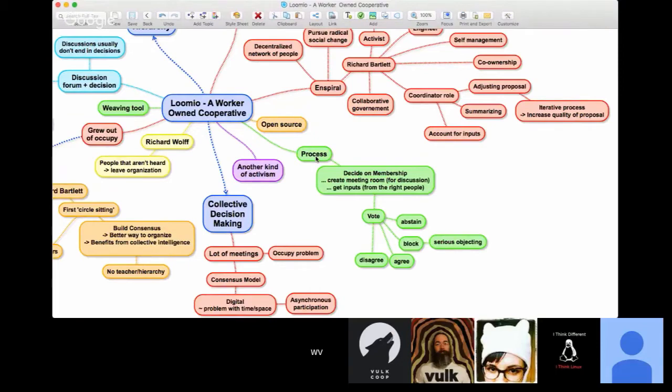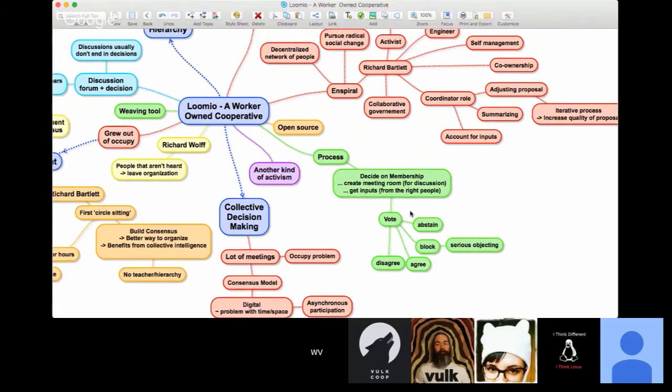You'll have some type of group. The decision-making process is not open to everyone in the world. There's some limit. So it could be a city, it could be some citizens, it could be the people within a company, whatever. So you decide on the membership, right? Then you create a meeting room, in real life. That's kind of what you would do. And it's for discussion. In Lumio, it's kind of this discussion folder or area. And then you get inputs from the right people. And then you do this in such a way that you refine proposals, and then you vote. And you vote either abstaining, agreeing, disagreeing, or blocking. So that's what that's all about.